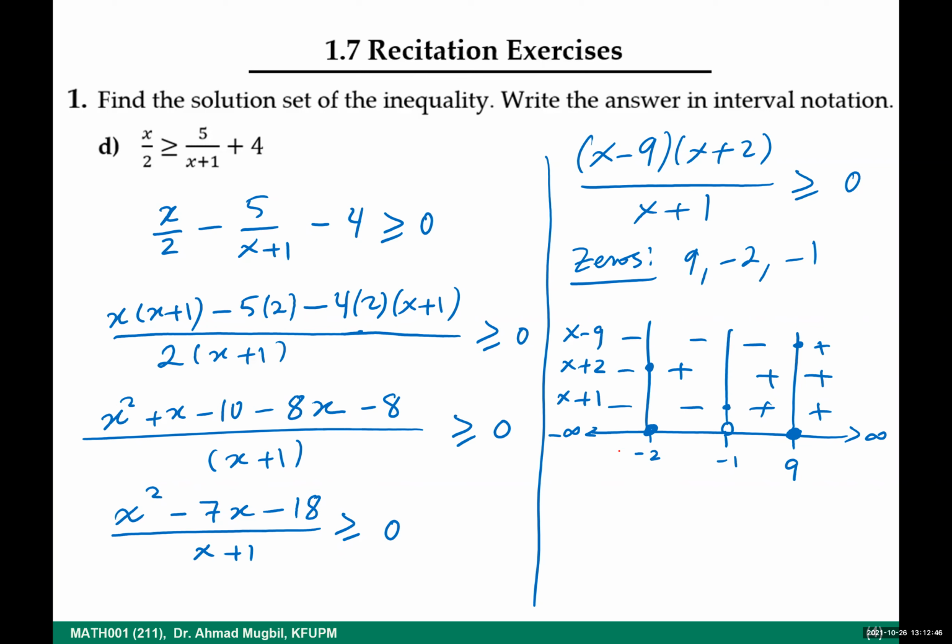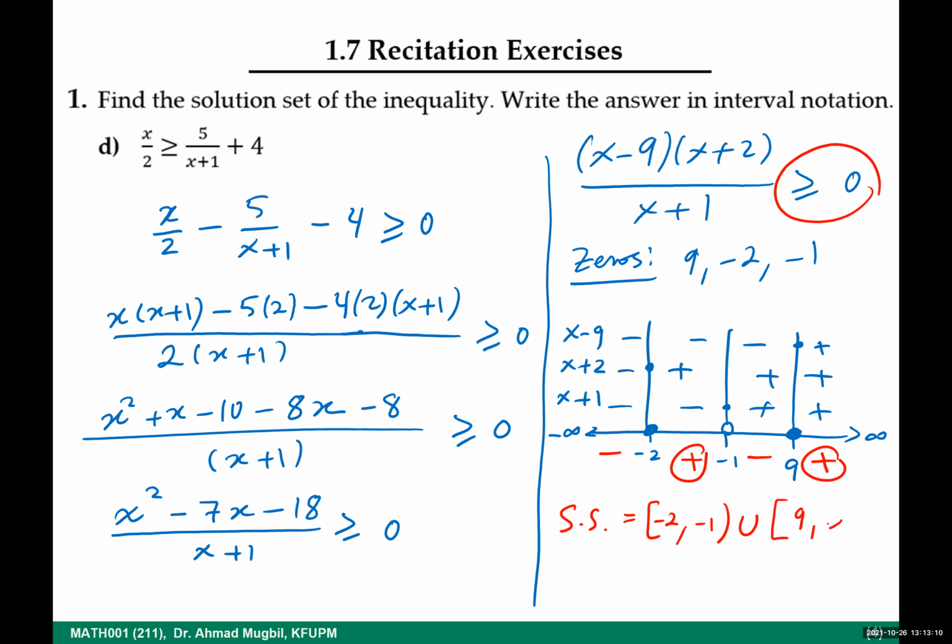It will be what? Negative, positive, negative, positive. What do we want? We want it to be greater than or equal to 0. So we want to take the positive part. So the solution set will be closed -2, open -1, union, closed 9, open infinity. Right?